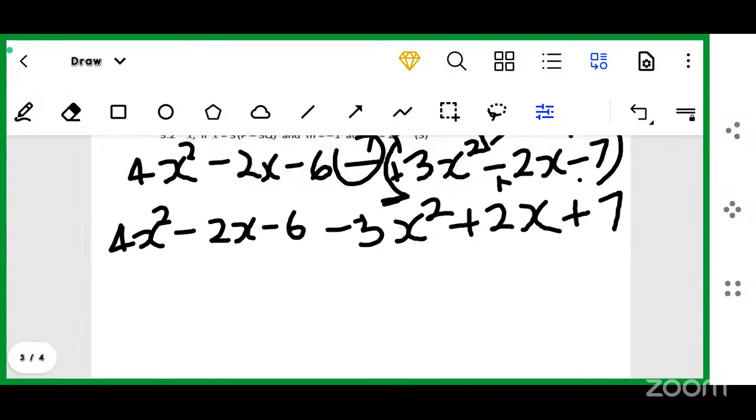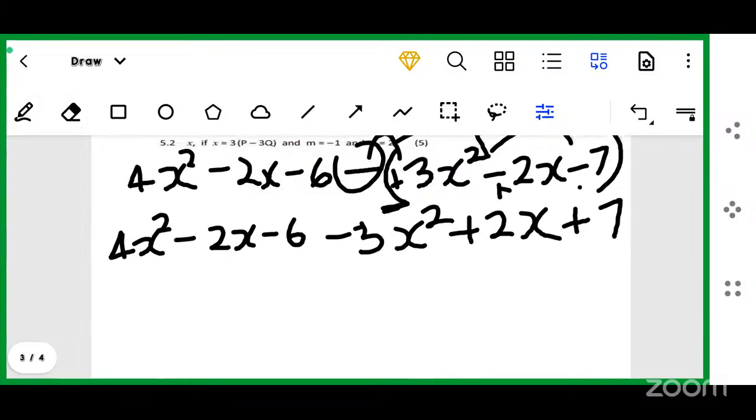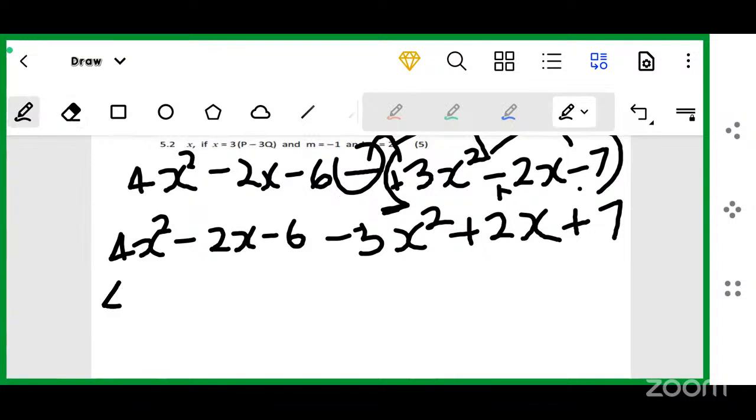The 4x to the power of 2, minus 2x, the 6, minus 3x to the power of 2, the 2x and the 7. Okay, so what is our final answer? Now we are grouping them. So 4x to the power of 2 minus 3x to the power of 2, which equals 1.